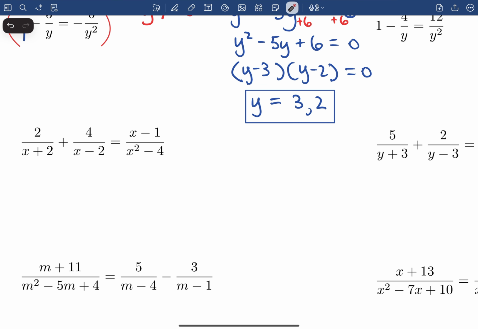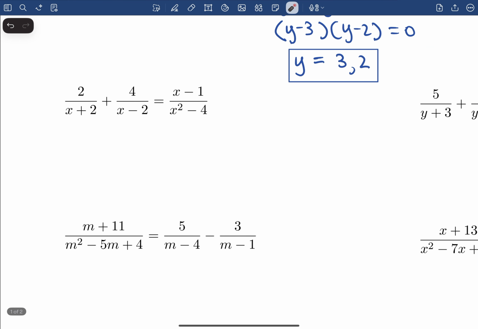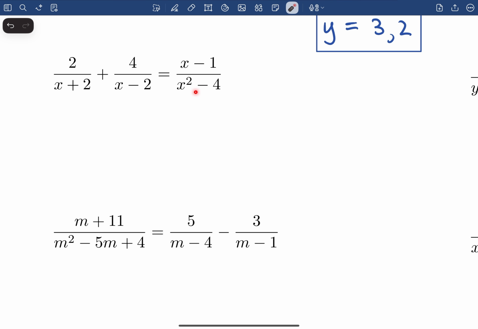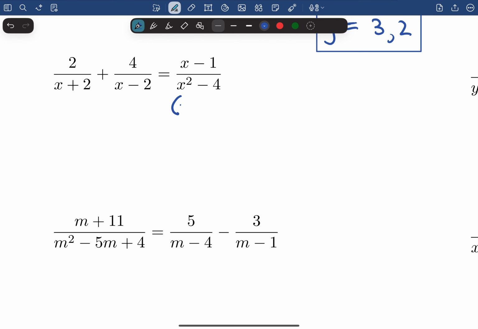Let's move on to the next example. And it looks like this. 2 over x plus 2 plus 4 over x minus 2 equals x minus 1 over x squared minus 4. Now, if the denominators aren't fully factored, make sure to factor them fully. For example, I see the difference of squares, and so I will factor the difference of squares right here.